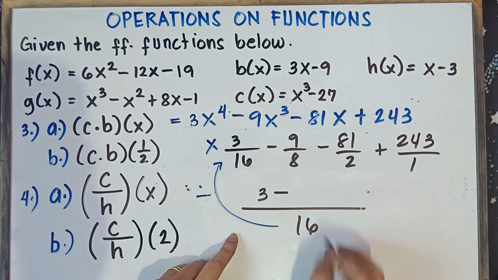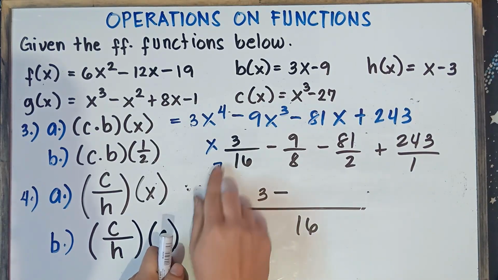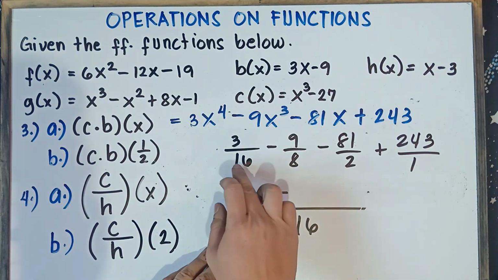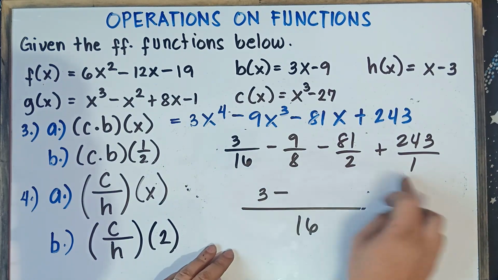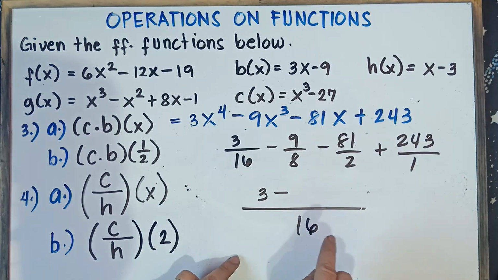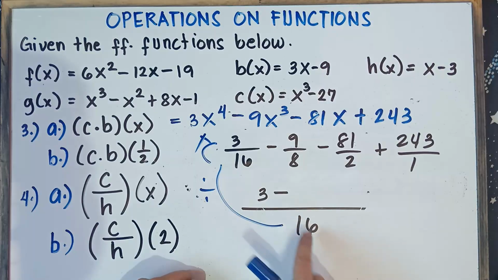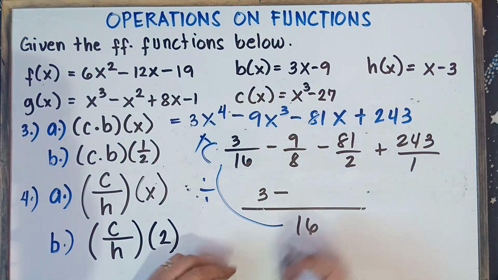Copy minus sign, 16 divided by 8. So once again class, let's do it step by step. I hope you're not confused class. We can never combine these fractions because they don't have the same denominator. We need to find the LCD, that would be 16. 16 divided by 16 is 1 times 3, that would be 3. Copy minus sign, 16 divided by 8 is 2 times 9, that would be 18.